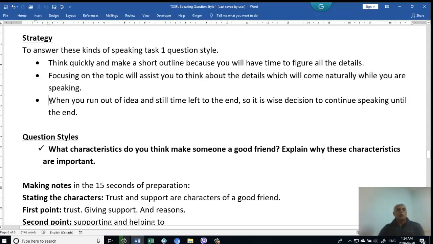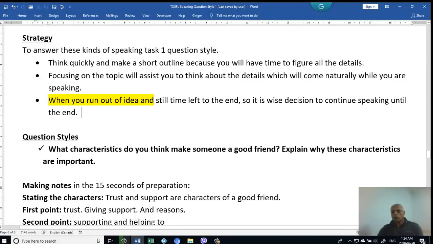Number 3, when you run out of ideas, here you have to be careful. If you run out of ideas and there is still time left until the end, it is a wise decision to continue speaking until the end. Okay, here you have to continue speaking for the 45 seconds.